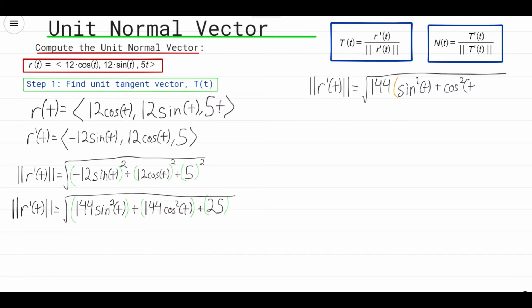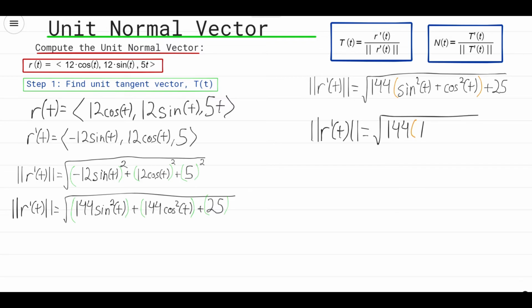So 144 times sine squared plus cosine squared, plus 25. The 25 is not involved in the factoring because we're only factoring two terms. That's why I have parentheses around the sine squared plus cosine squared. If we know the Pythagorean identity, we know sine squared plus cosine squared is equal to 1. What's in the orange parentheses? We can substitute that with 1.